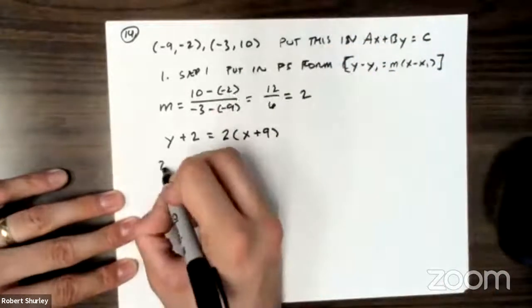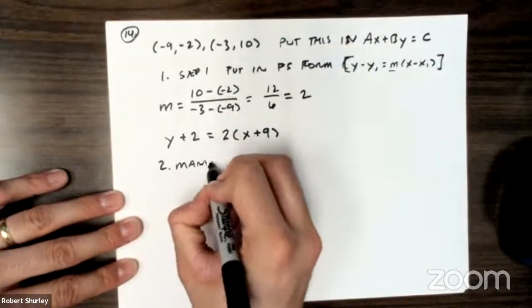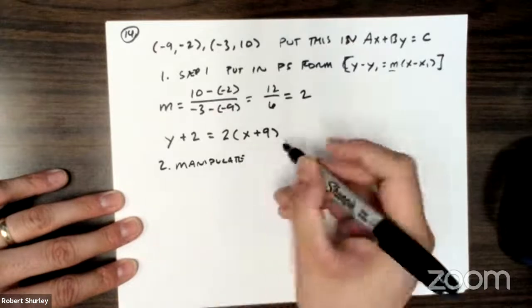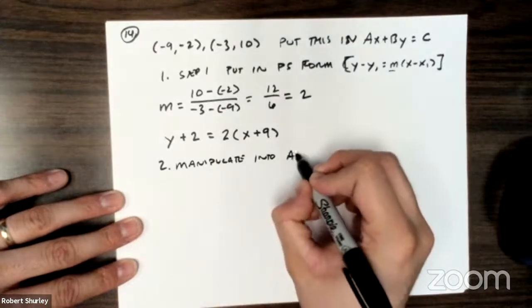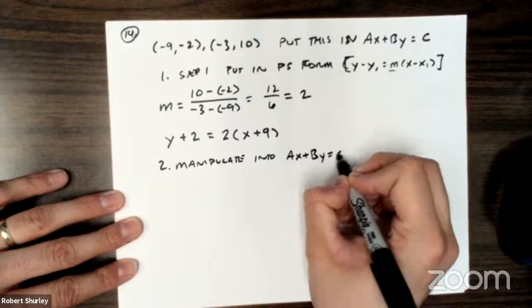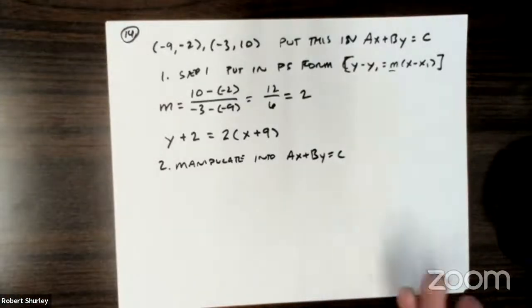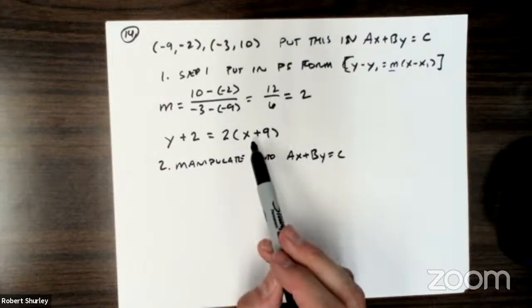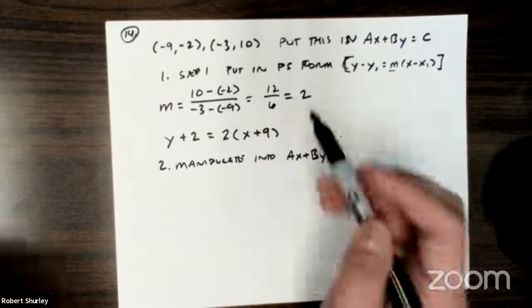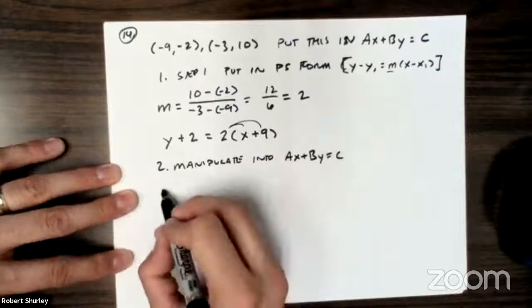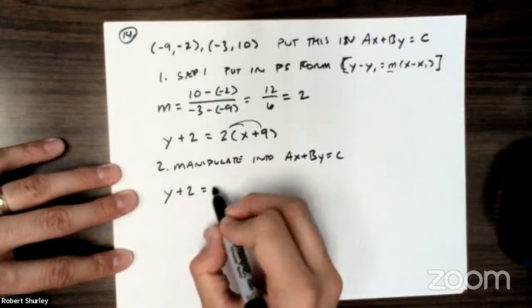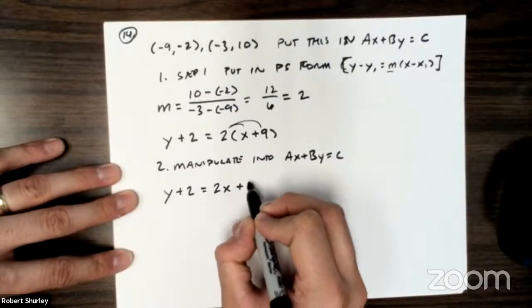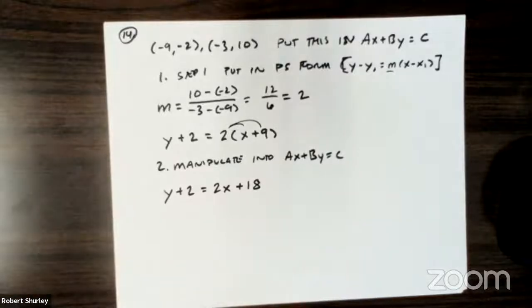That was step 1. Step 2, we're going to manipulate it into Ax plus By equals C, which this one will be easier. We don't have fractions, right? But again, you've got parentheses. Ax plus By does not have parentheses. So I'm going to distribute the 2 first. You get y plus 2 equals 2x plus 18.